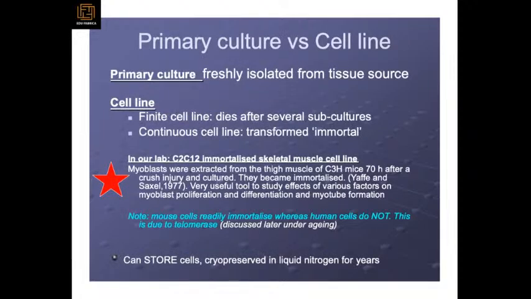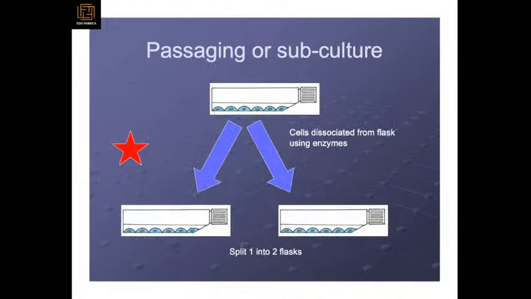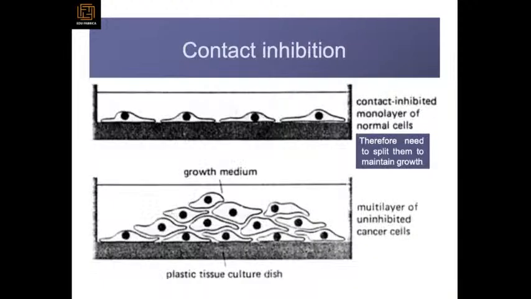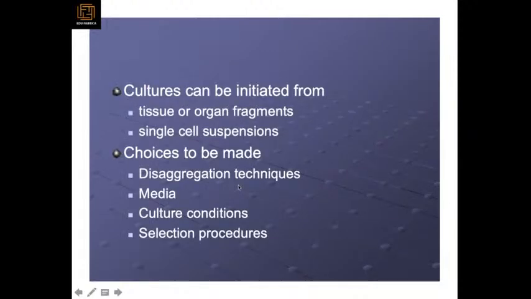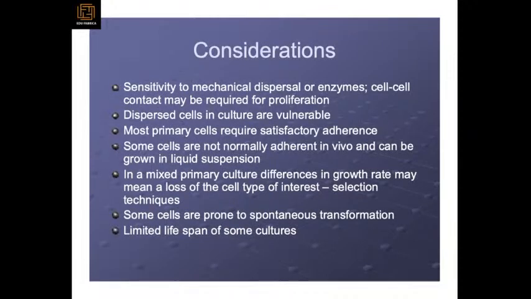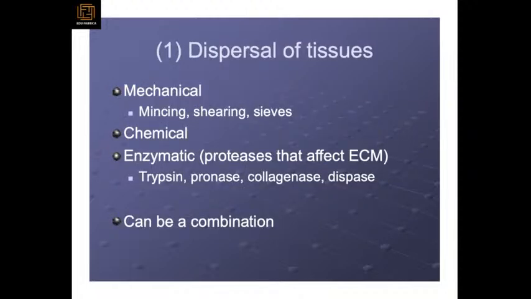So these are the primary cell cultures. The passaging we have discussed, you split them. Contact inhibition: if you do not inhibit your cells, then they will overgrow like this. These are some considerations you have to maintain. We have discussed this part also.